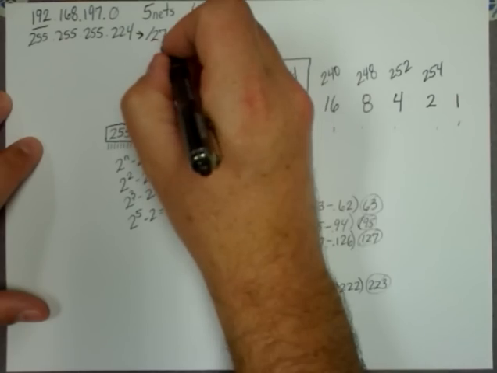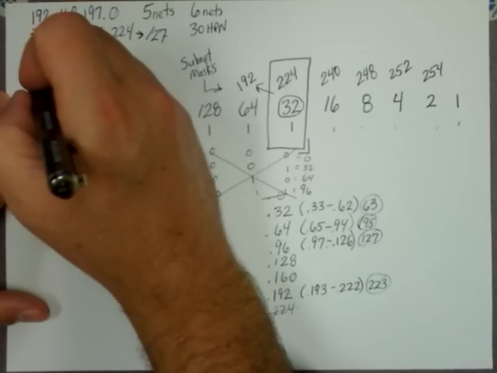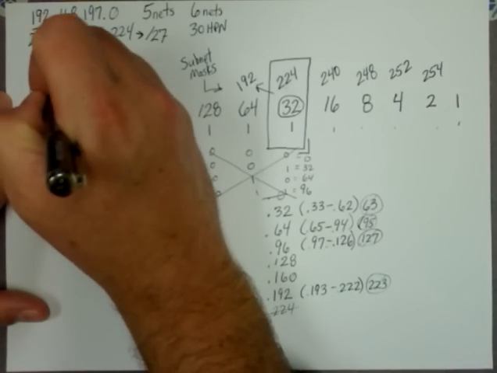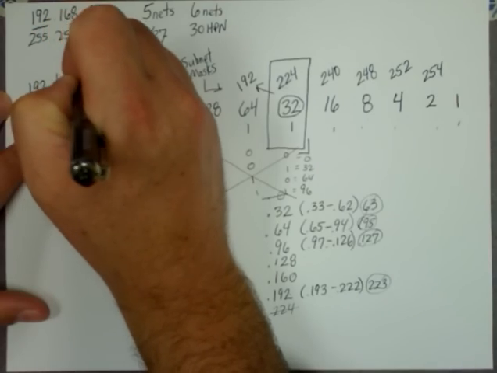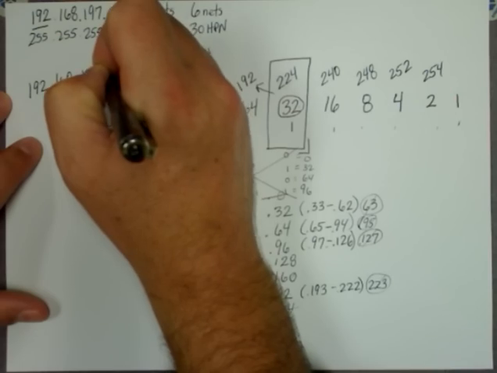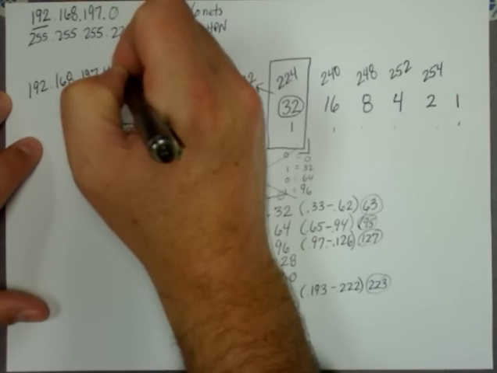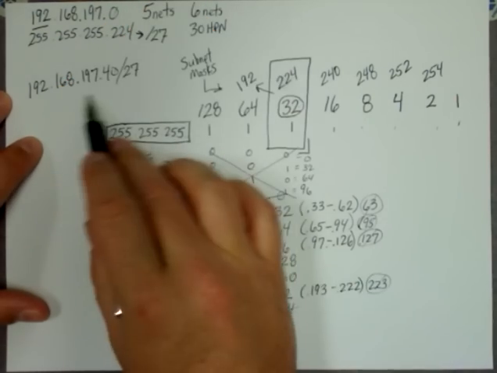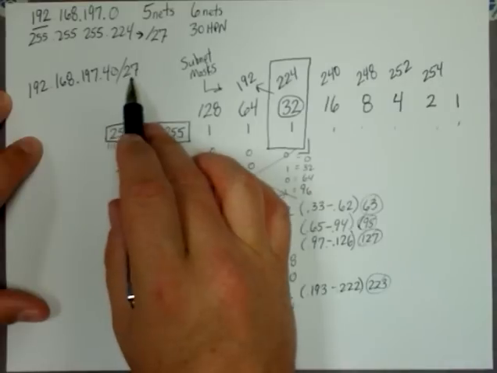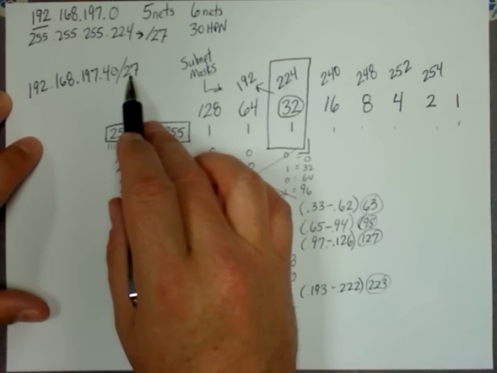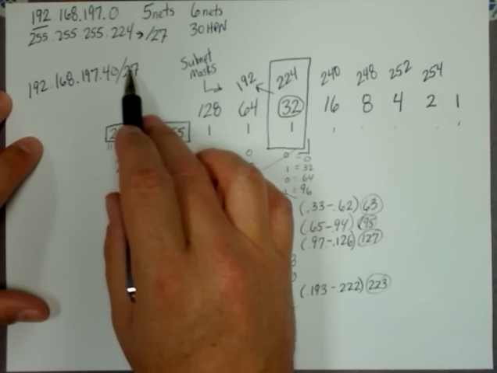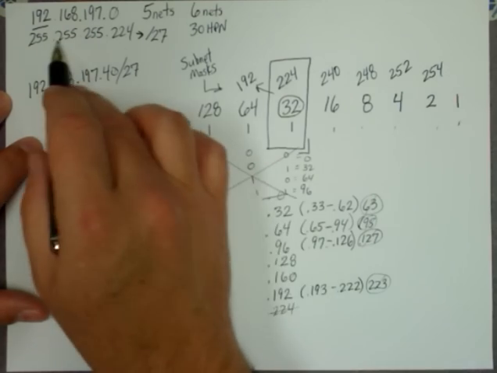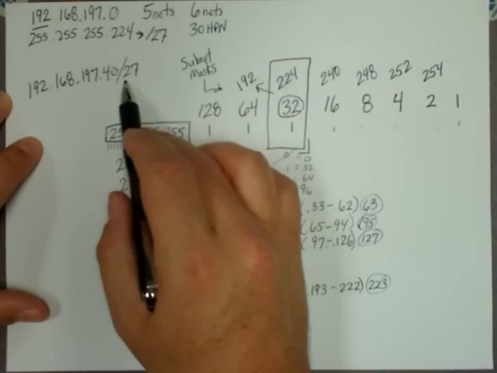Sometimes you might see an IP address written out like this: 192.168.197.40/27. Just an easy way to represent, hey, your IP address is this, and by the way, your subnet mask is that. And if you don't know what in the world that is, then you'll be in trouble, right? So the /27 is just another way to write out this whole number, and this whole number can also be represented by the /27.